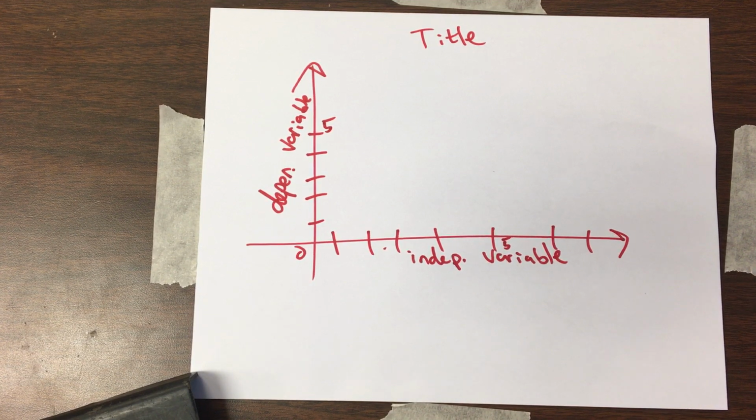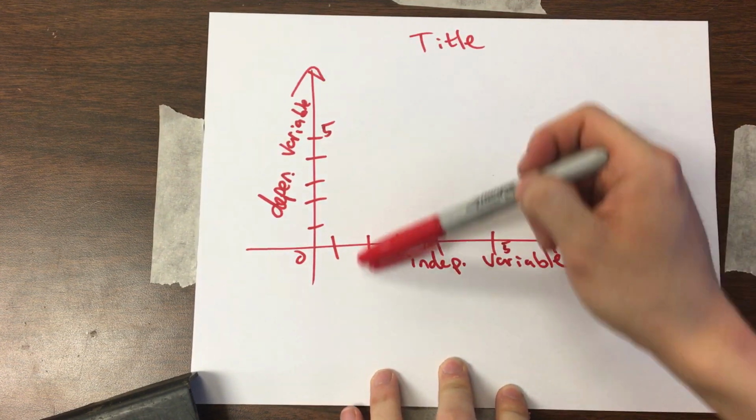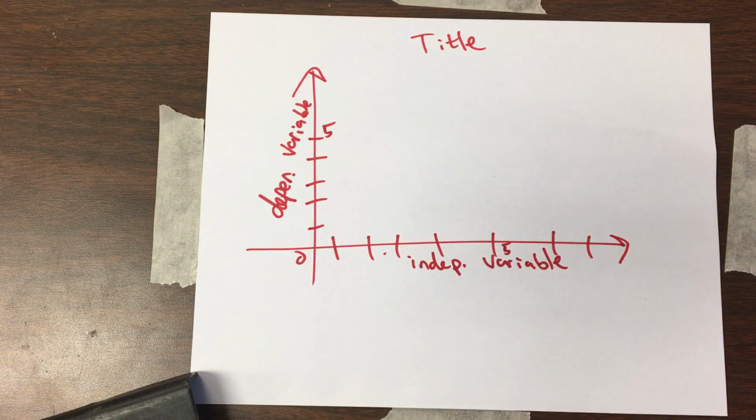And the whole point of using graphs is they help us show information and find patterns or trends that we otherwise might not find. So it's about the relationship between the independent variable and the dependent variable. Okay, that is the first video.